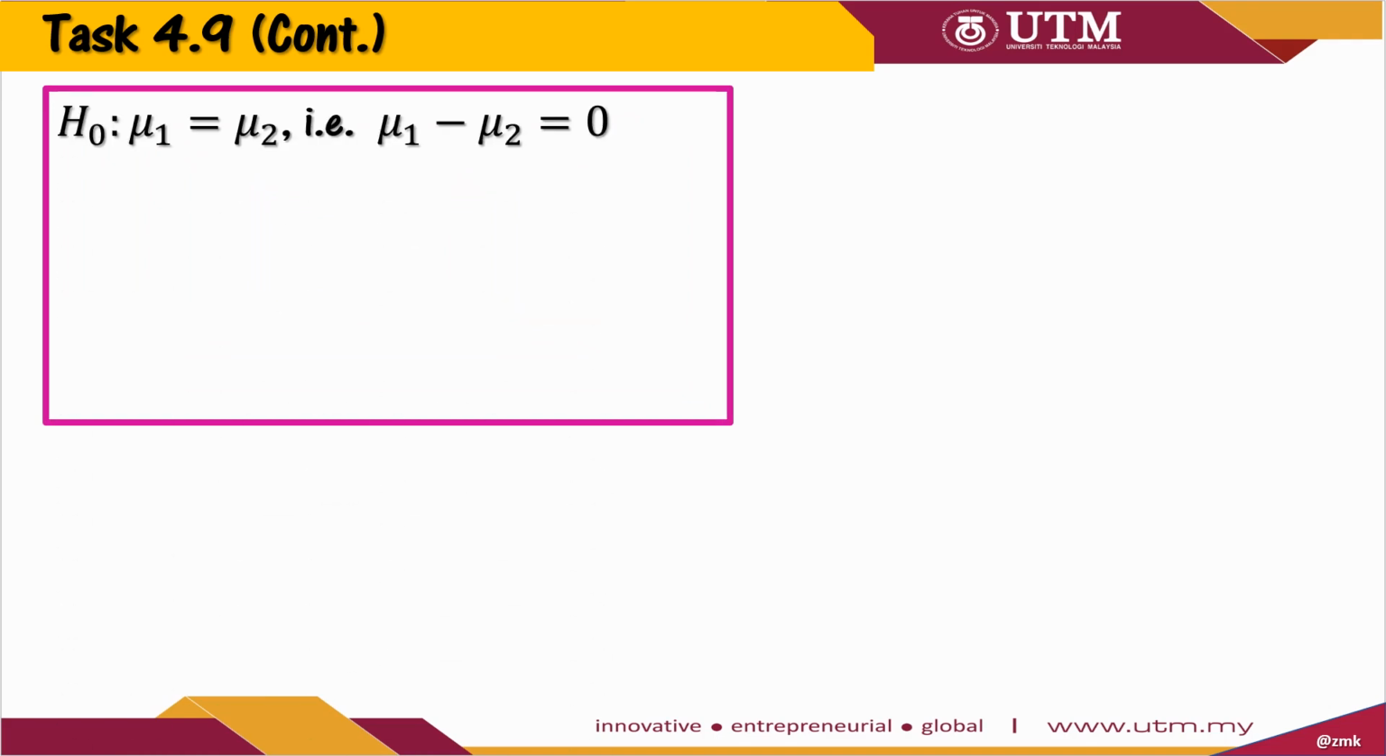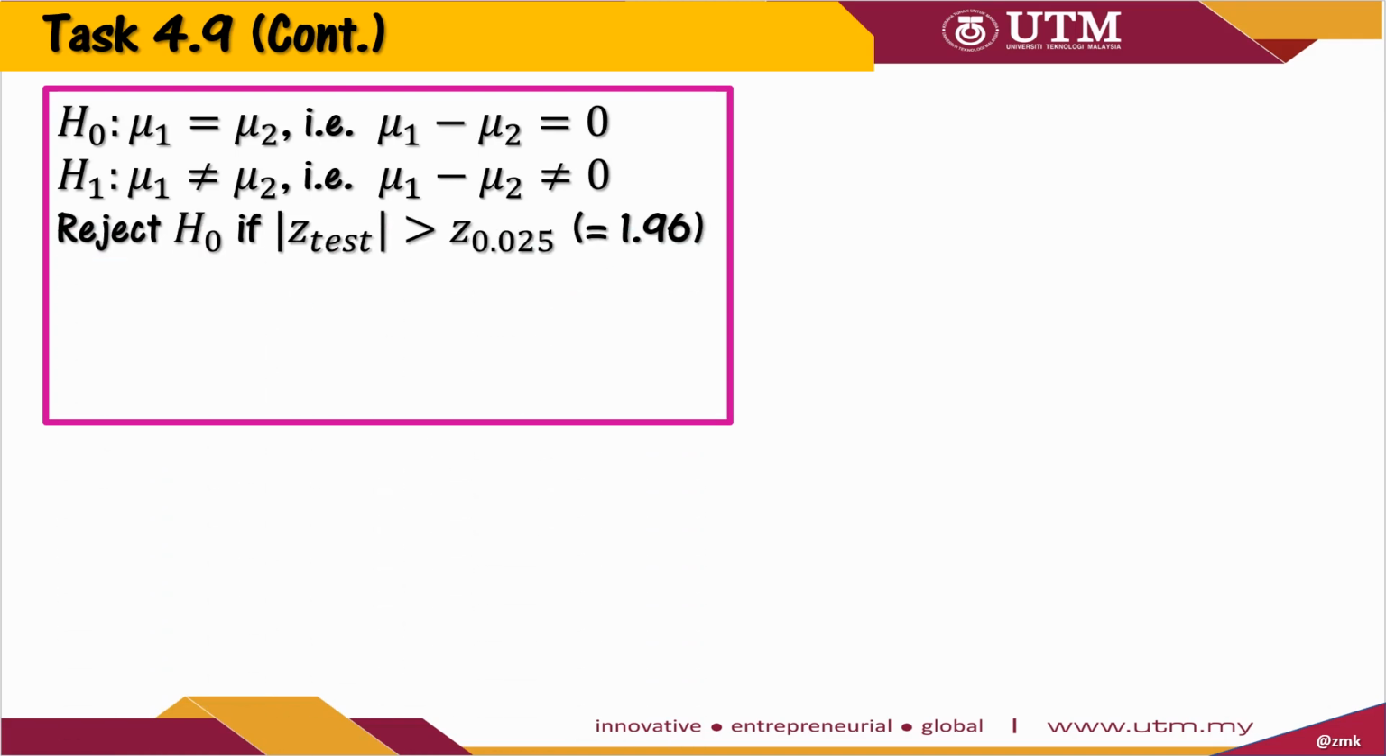H0, mu1 is equal to mu2, or mu1 minus mu2 is equal to 0, whereas under H1, mu1 is different from mu2, or mu1 minus mu2 is different from 0. Since we have a two-sided alternative hypothesis test, then we can write the rejection rule as follows. Reject H0 if the modulus of Z test is greater than Z alpha over 2, which is Z 0.025, that is 1.96. Remember, in case 2a, we use the pooled standard deviation in the Z test formula.